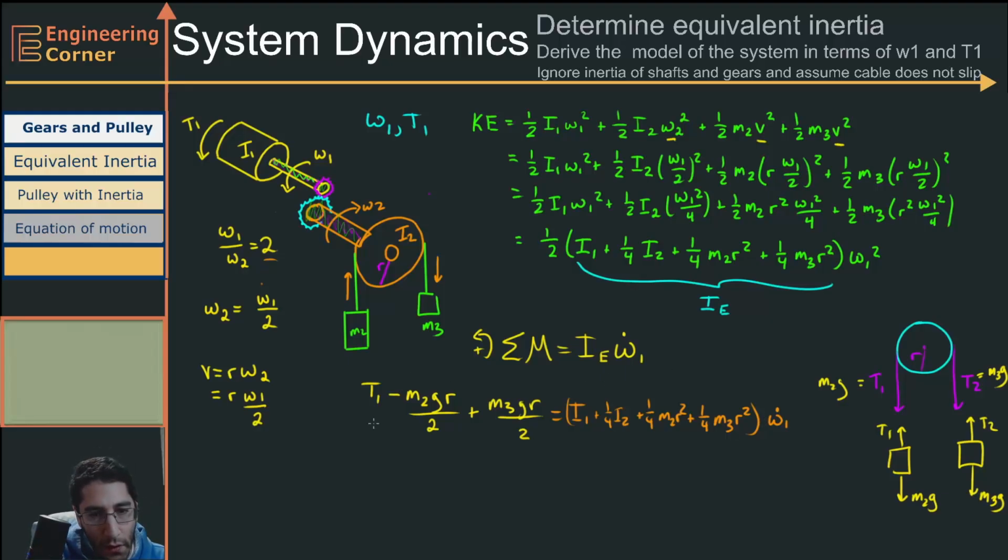So we have the sum of our moments. Again, T1 comes from the torque that the input shaft sees. These two terms right here come from the pulley, summing the moments on the pulley and realizing that the pulley has some mass and some inertia, so its tensions are not the same. And this term right here is our equivalent inertia, which we solved for in the first part. So hopefully this video has helped you understand how we can derive an equation of motion of a system that has some rotating and translational parts.